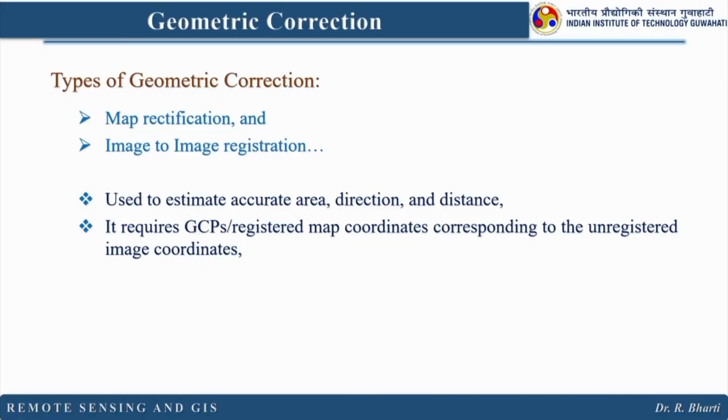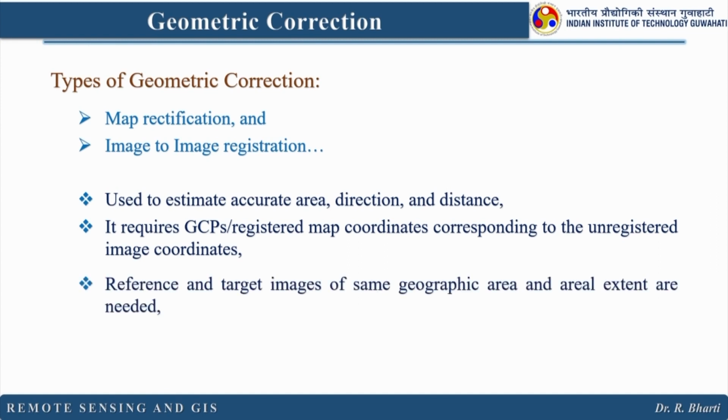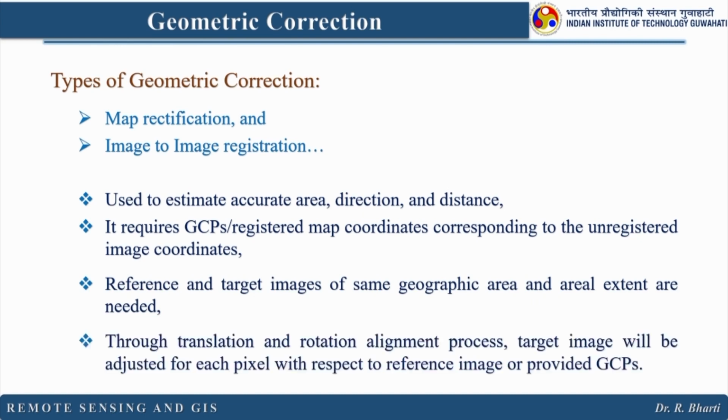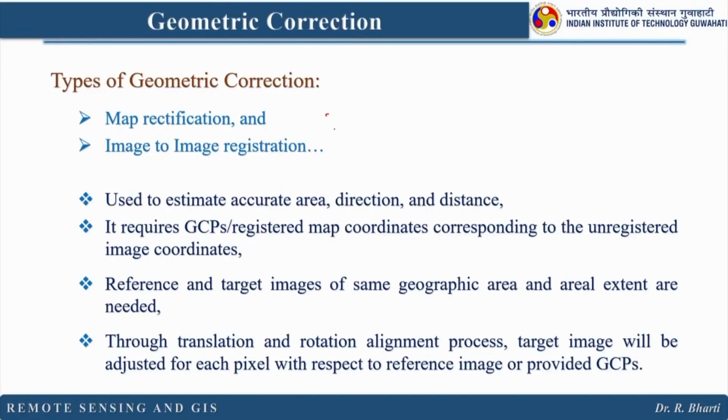Now, you have understood this. It requires GCP or registered map coordinate corresponding to the unregistered image coordinates. Reference and target image of geographic area and aerial extent are needed. Through translation and rotation alignment process, target image will be adjusted for each pixel with respect to reference image or provided GCP. So, here basically what I want to highlight is that there are two types of correction.